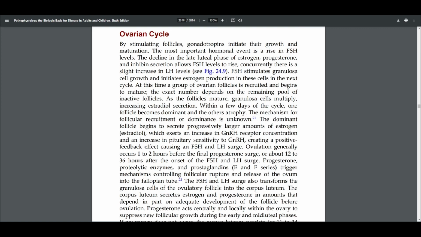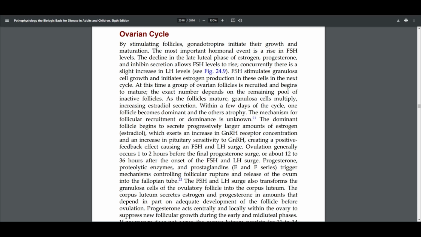By stimulating follicles, gonadotropins initiate their growth and maturation. The most important hormonal event is a rise in FSH levels. The decline in the late luteal phase of estrogen, progesterone, and inhibin secretion allows FSH levels to rise. Concurrently, there is a slight increase in LH levels. FSH stimulates granulosa cell growth and initiates estrogen production in these cells in the next cycle.